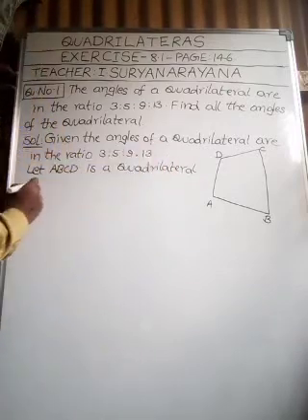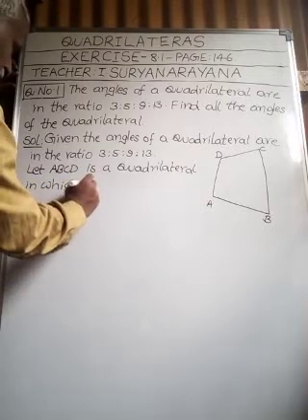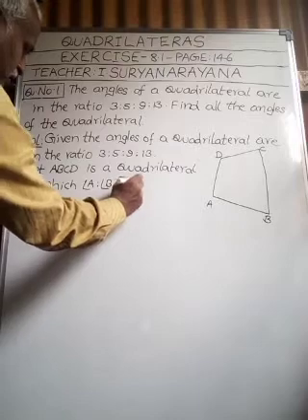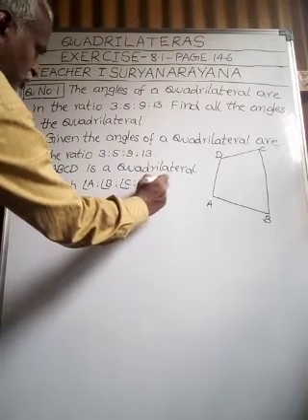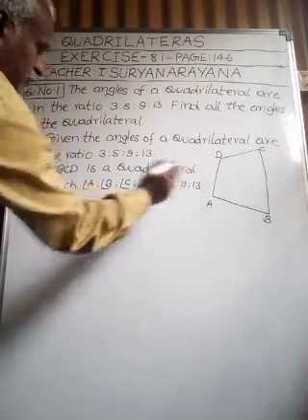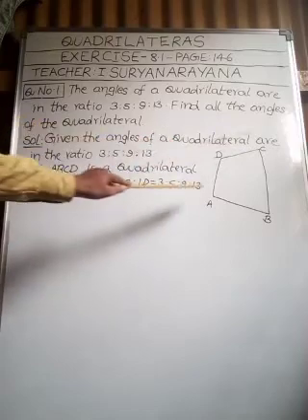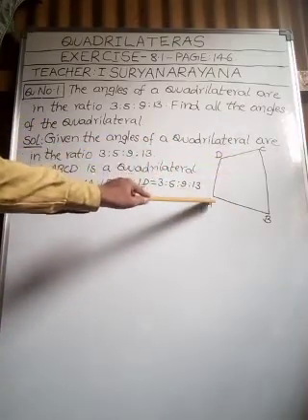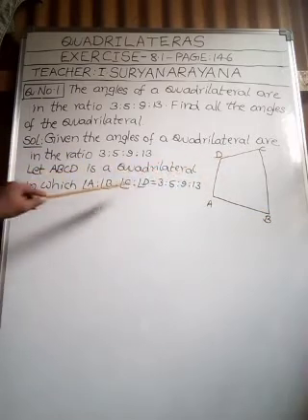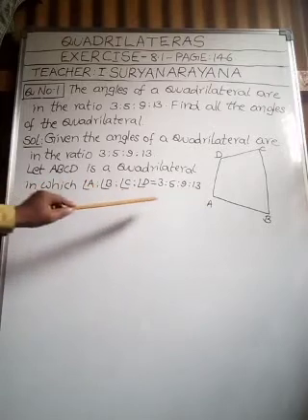ABCD is a quadrilateral in which angle A : angle B : angle C : angle D = 3 : 5 : 9 : 13. Okay, my children, we are assuming that in this quadrilateral ABCD, the angles, that is angle A, angle B, angle C, angle D, are in the ratio 3 : 5 : 9 : 13. Understood this point?